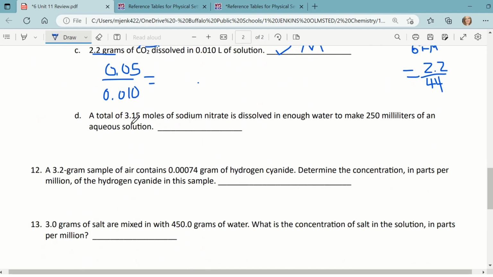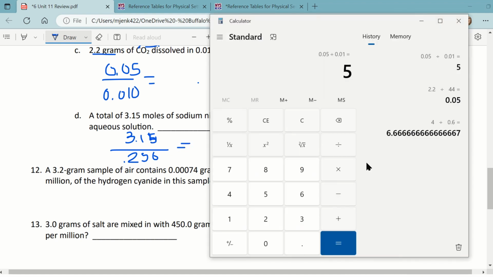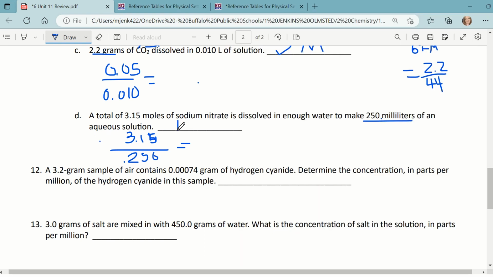And then we have moles, good, 3.15, terrible 5, divided by, oops, I need to change this to liters, right? So move the decimal 3 places, 0.250 equals, so 3.15 divided by 0.250 equals 12.6. So 12.6 molar.